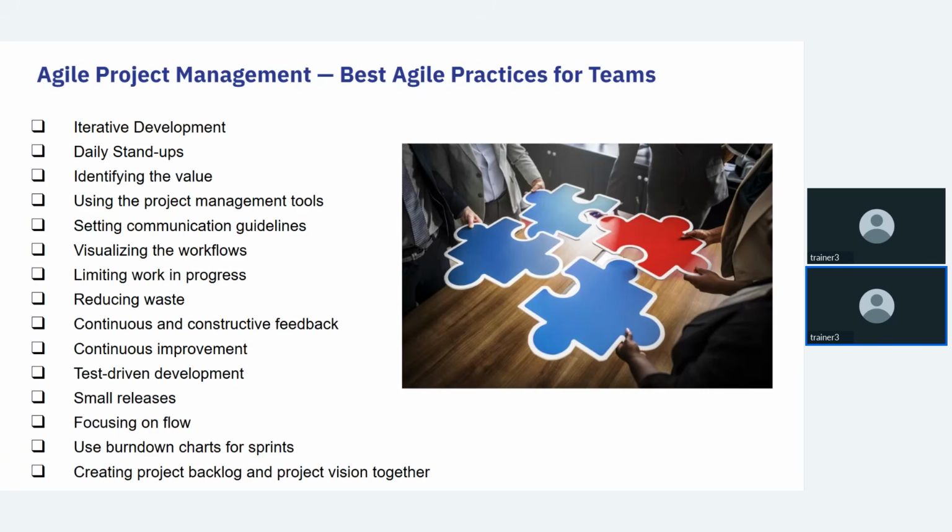The best agile project management practices for the team are iterative development and daily stand-ups. You need to identify the value using project management tools like Jira and update the projects in time, setting communication guidelines, visualizing the workflow, limiting work in progress, reducing waste, and getting continuous constructive feedback. You need updated feedback every time, continuous improvement, test-driven development, small releases, and a focus on flow. Follow each step to get the best output from Agile.